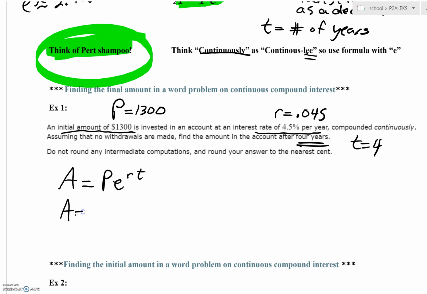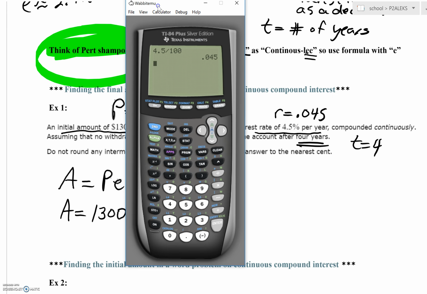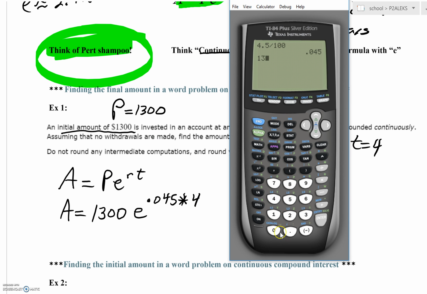Guys, here's the real cool part. It's very formula driven, and you just have to put this in the way you see it. 1,300 times E to the 0.045 times 4. So here's what you got. The E, if you look for it, it's right by the 4. We're going to say second ln here, and we'll just type in 0.045 times 4. And we will get this answer.